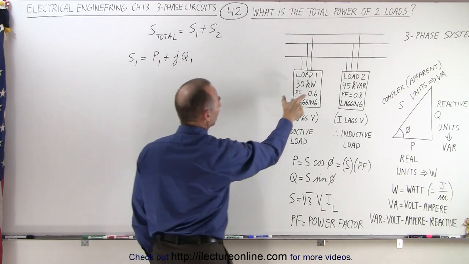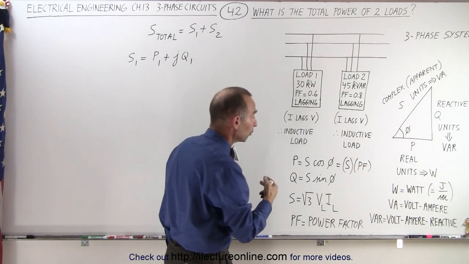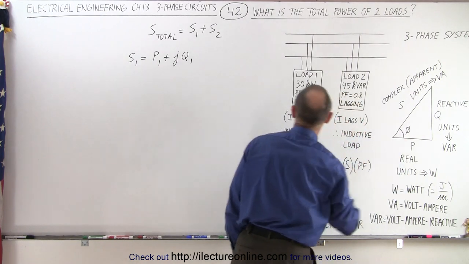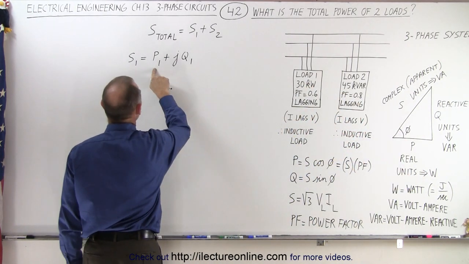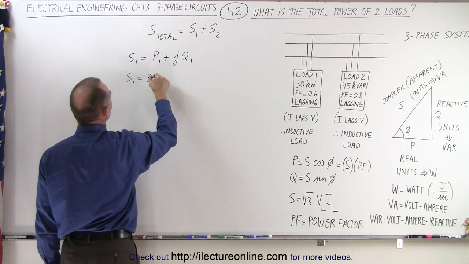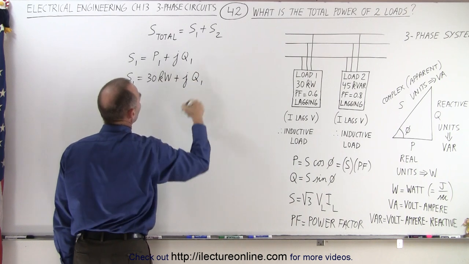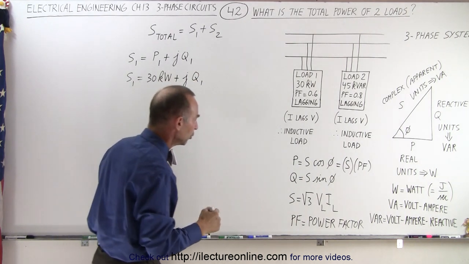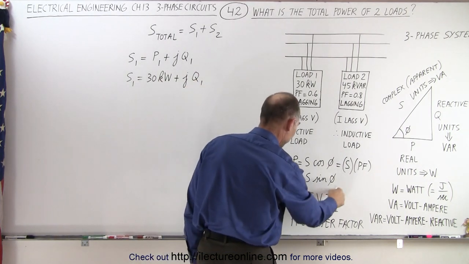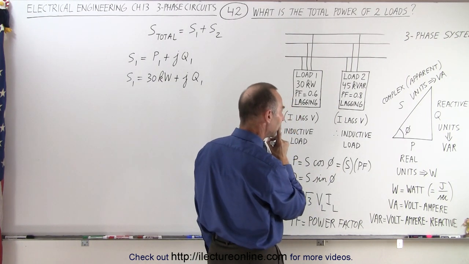Now, we're given the real power. The real power is defined as 30 kilowatts because they give it to us in terms of watts, and that is the units of real power. So in this case, we know that P1 is 30 kilowatts. So S1 is equal to 30 kilowatts plus jQ1. So all we have left to do here is to find Q1, and Q1 can be found by using this relationship. Or, maybe let's see here.